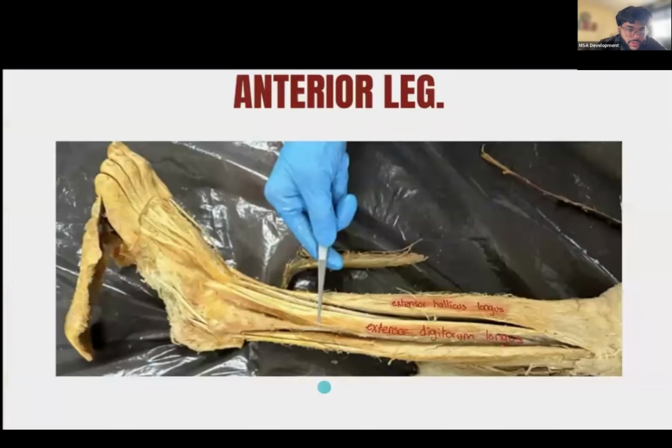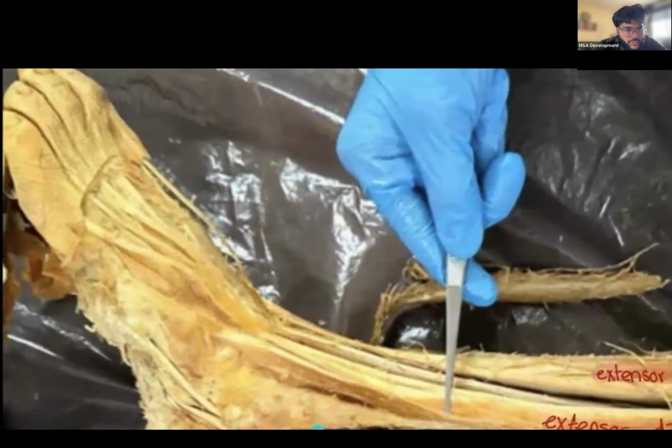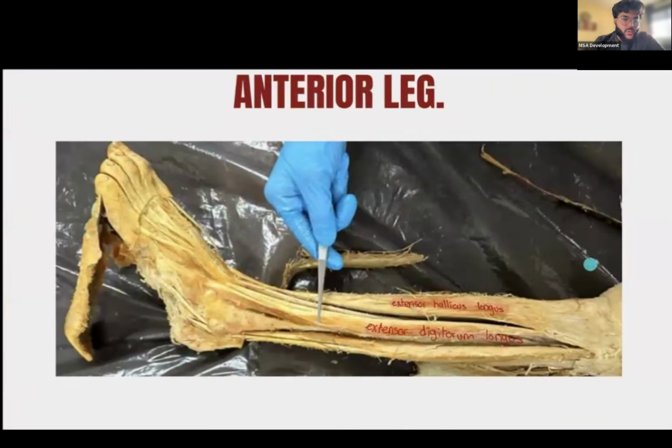And then you have the extensor digitorum longus, which goes to all the other four toes, responsible for extension of the toes and for dorsiflexion, moving the foot upwards. Another view right here. Extensor hallucis longus more medially, extensor digitorum longus more laterally. And yeah, you guys should have known this well by now.